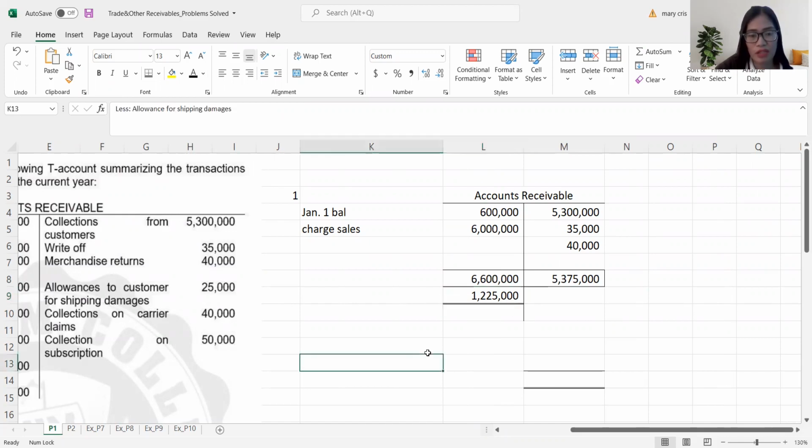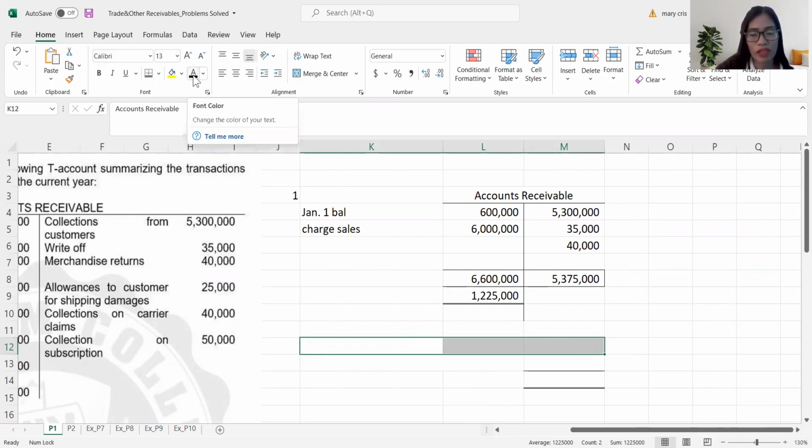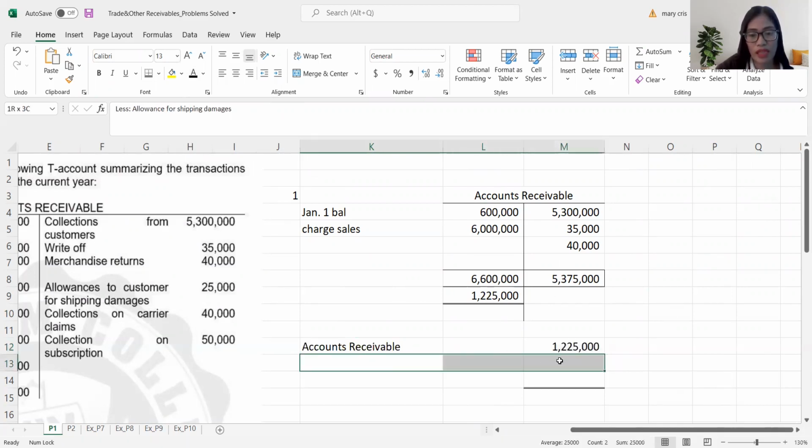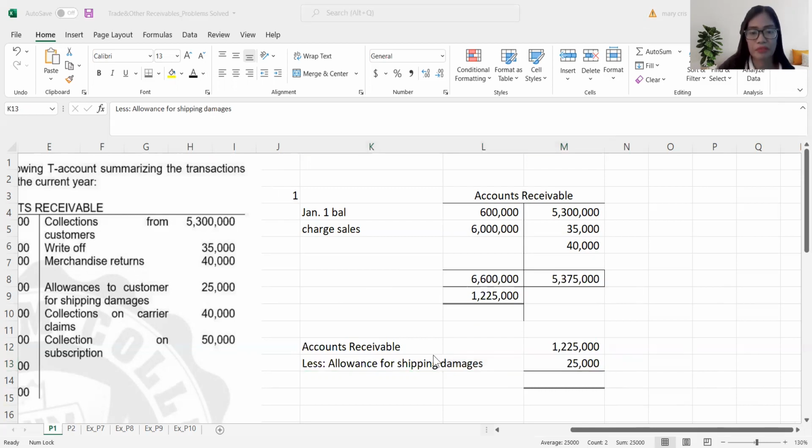Now, since you're asked of the correct amount to be reported in your financial statement, from that gross amount, 1,225,000, we can deduct our allowance for shipping damages. So as what I've mentioned, I have separately recorded it as an allowance, instead of deducting it immediately to your accounts receivable balance, since it is still an allowance.